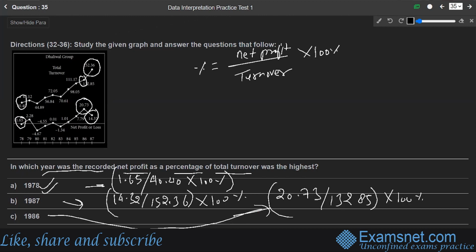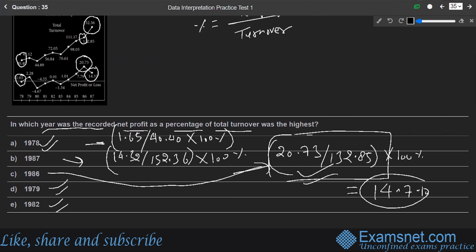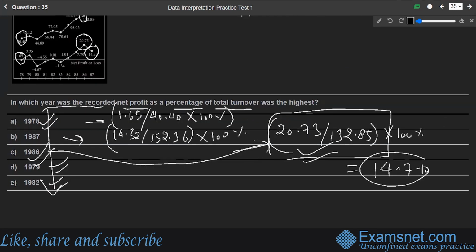Okay, let us see the next years, 79 and 82, and we can register these values for all the years given. If we have a closer look and find the net profit as a percentage of total turnover, it is coming out highest for 1986. 20.73 divided by 132.85 into 100% gives a percentage value of 14.7%, which is the highest among all these years given. So that becomes the right answer, option C, 1986.